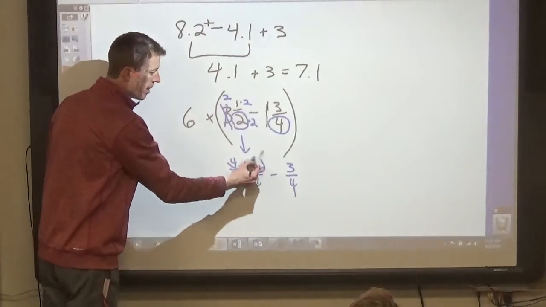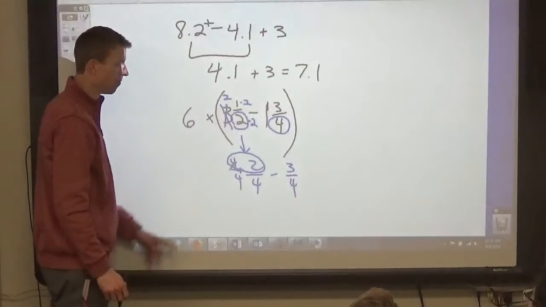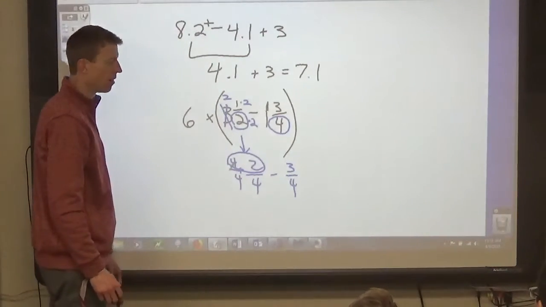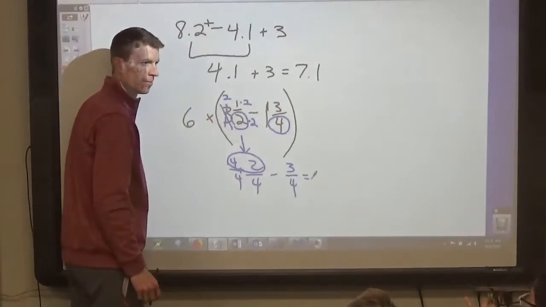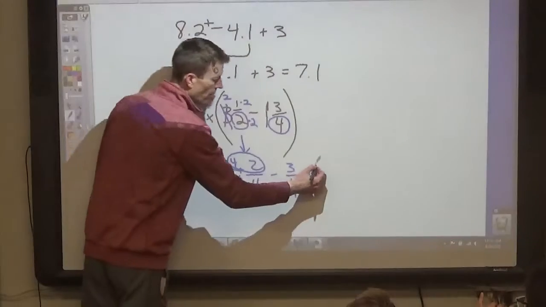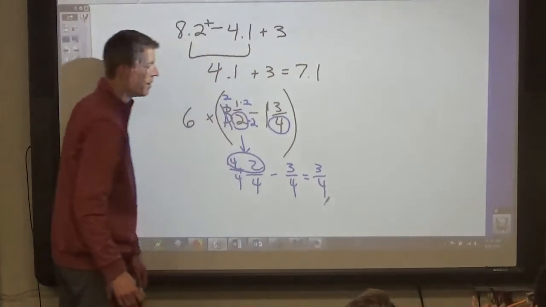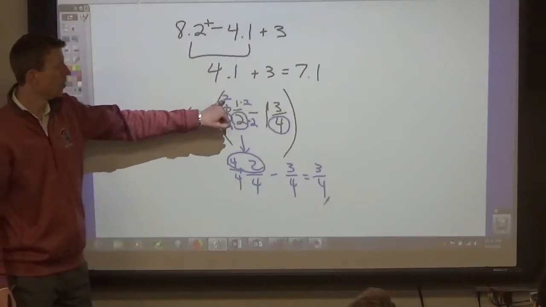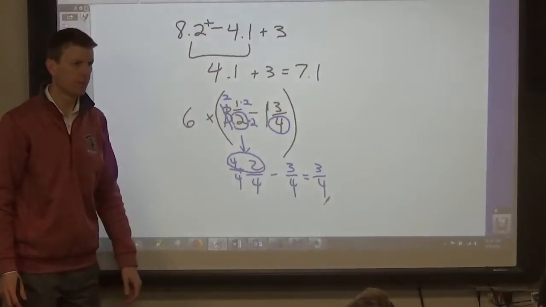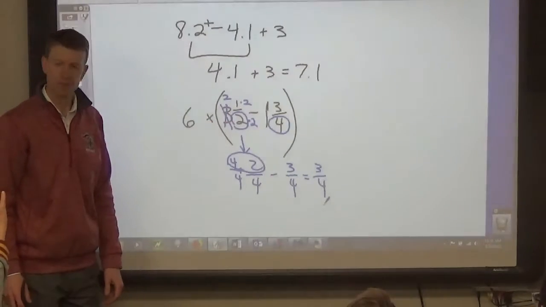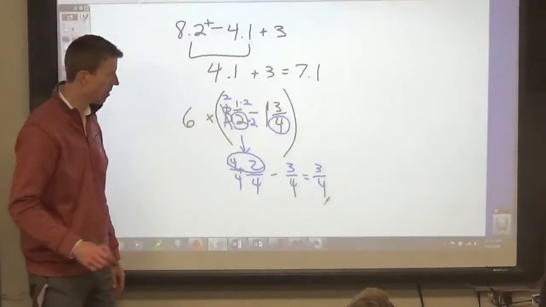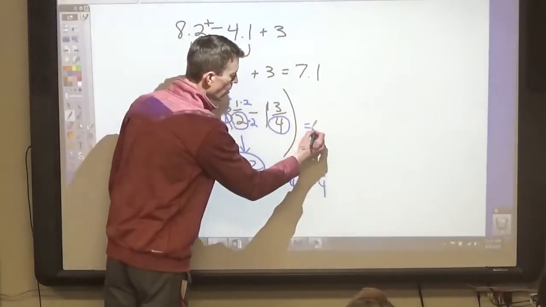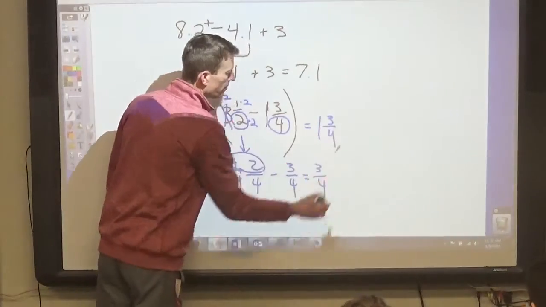So now how many pieces do we have? 4 plus 2 is 6. 6/4 minus 3/4 is 3/4. Good. Now we can do 2 minus 1. 2 minus 1 is 1. And so this equals 1 3/4.